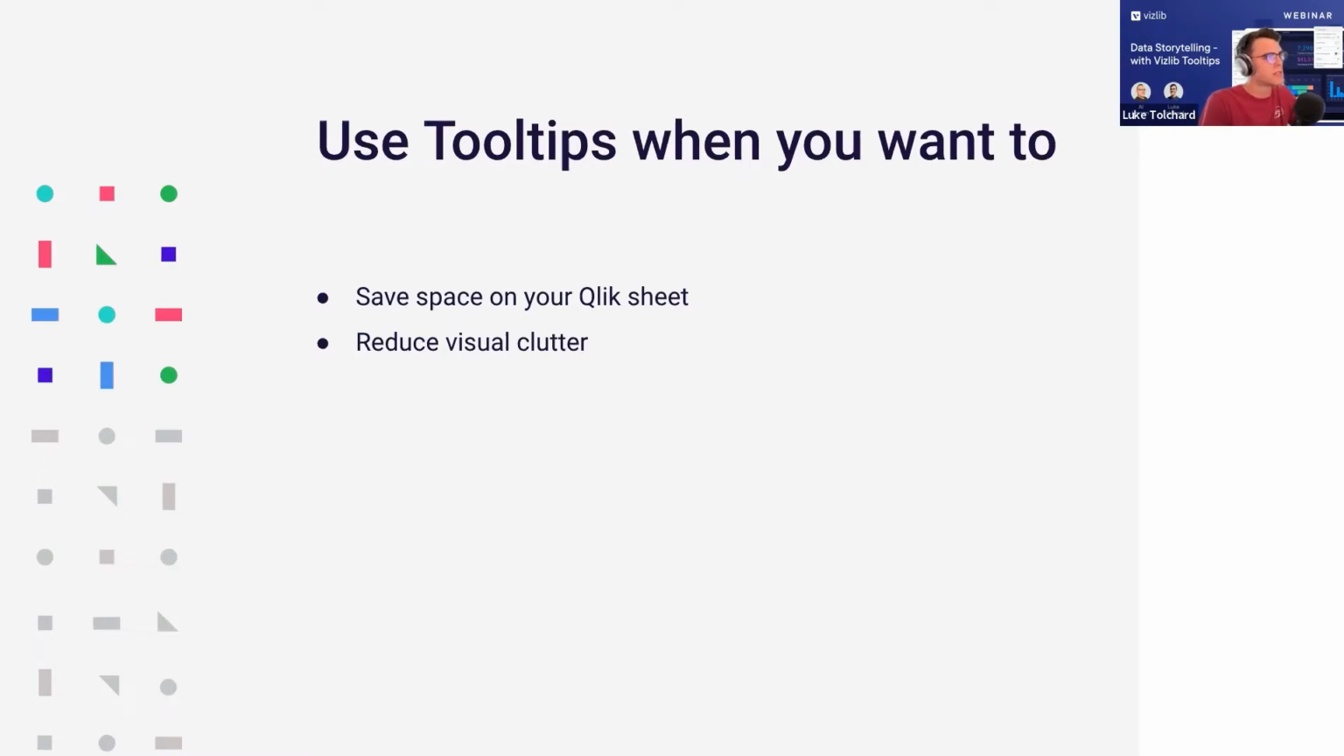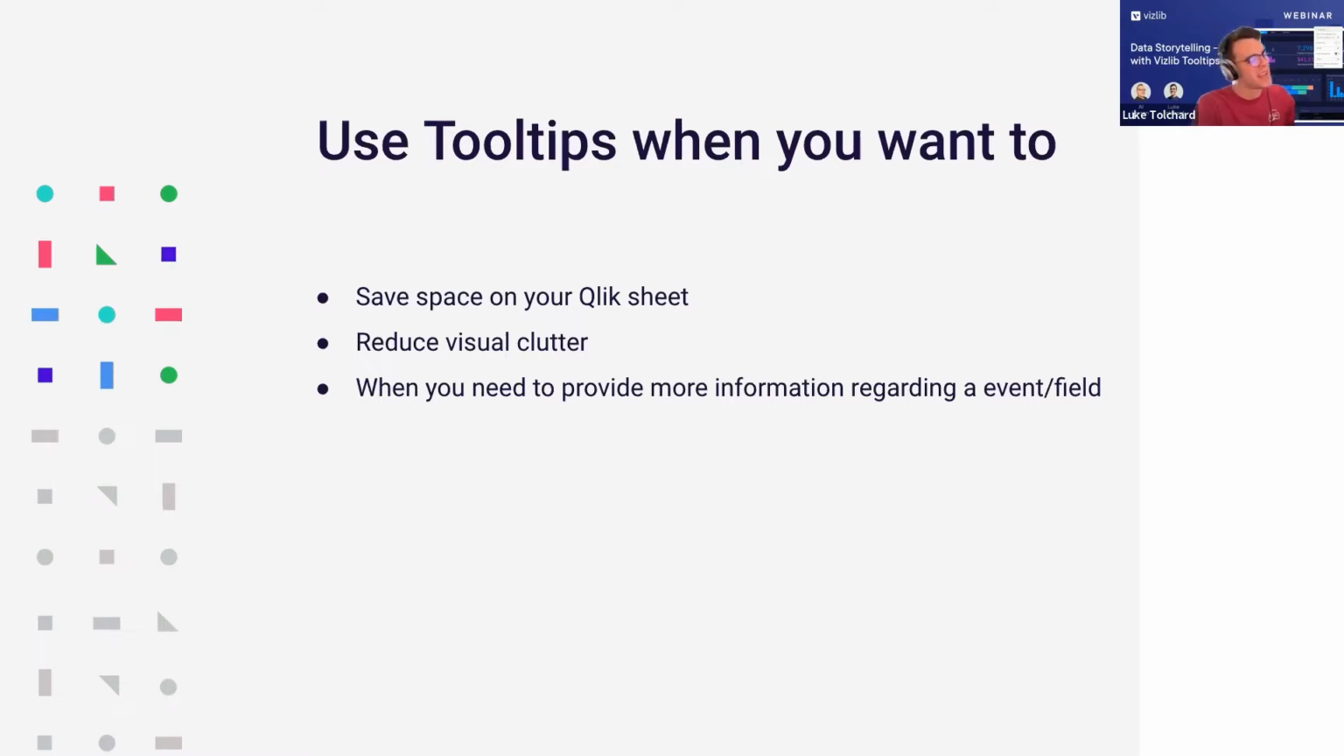When you need to provide more information regarding an event or field, so for instance with Vizlib Gantt, obviously close to my heart. If you want to provide more information regarding an event that's happening within Vizlib Gantt, you create an HTML tooltip, and you'll definitely be able to see more information coming from that event just by hovering over it.